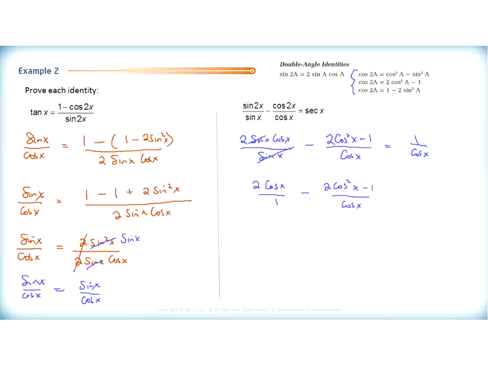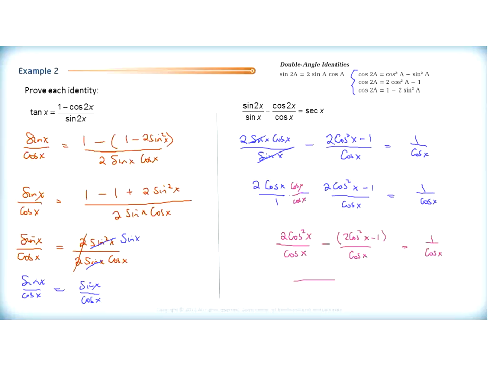Now, if I rewrite this with a denominator of cosine x in order to add these two fractions, you should recognize that in order to get a denominator of cosine x here, I've got to multiply this with my cosine x over cosine x. That will give me 2 cosine squared x over cosine x, subtract common denominator of cosine x. Now it's important that you're subtracting all of this. 2 cosine squared x subtract 1 equals 1 over cosine x.